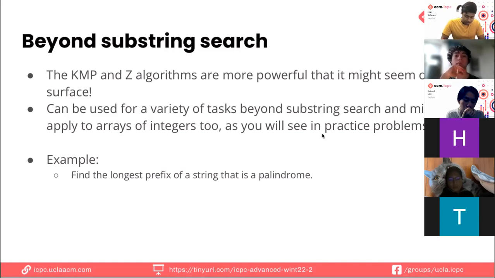Suppose you're given a string S and you want to find the longest prefix of this string that is also a palindrome. How do you think you might do this? Of course, the naive solution is you look at every prefix and check if it's a palindrome, right? But checking if a string is a palindrome is O of n, and there are n different prefixes to check. So this would be eventually O of n squared, which is not good.